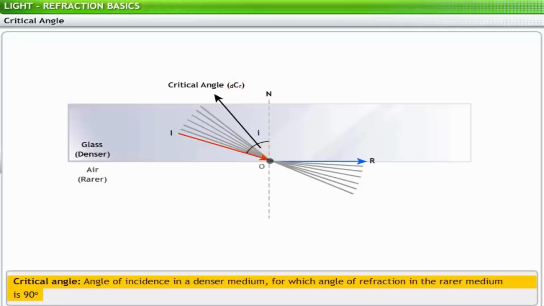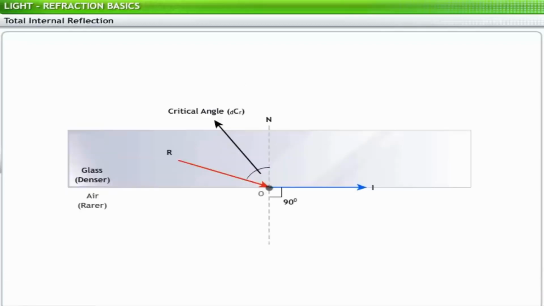As the refracted ray travels along the surface, it makes an angle of 90 degrees with the normal. Thus, we can say that at the critical angle, the angle of refraction is 90 degrees. If the angle of incidence is more than the critical angle, the ray does not refract but gets reflected back into the same denser medium. This phenomenon is known as total internal reflection.